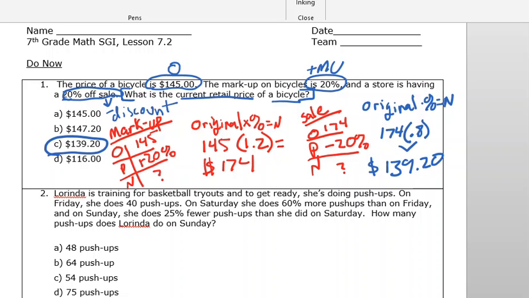Take a few minutes, gentlemen, to make sure you have this on your paper. By a few minutes, I mean a few seconds. Okay. I'm going to go over number 3.